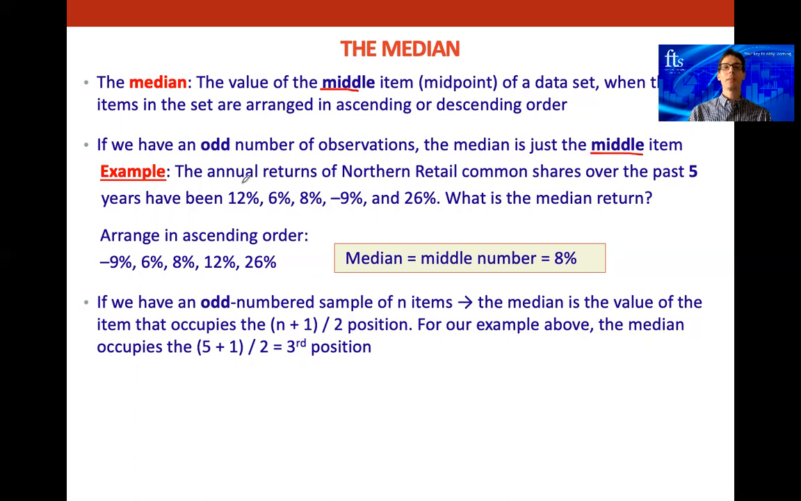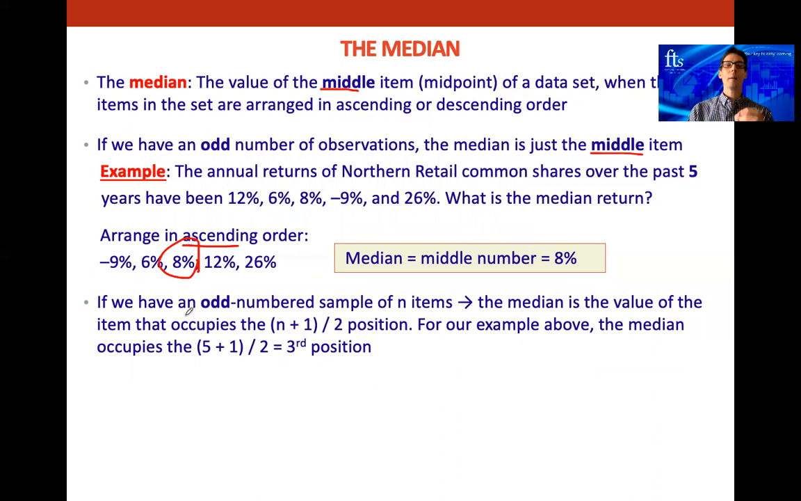If we've got this example here, the annual returns of Northern Retail Common Shares over the past 5 years have been this. So what is the median? I've put them here for us in ascending order, smallest to biggest. All we need to find is the middle number, which is over here. There's the middle there. It's going to be that 8%. So the median is the middle number, which is our 8%.